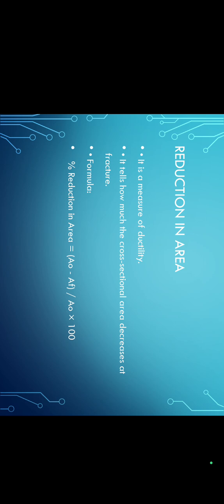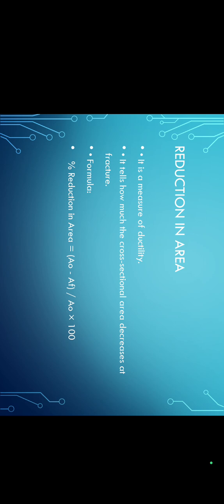Now we can calculate the percentage in reduction in area. Percentage of reduction in area is calculated by using the formula A0 minus AF divided by A0 into 100, where A0 equal to original cross-sectional area, AF equal to final minimum area. By using this formula, we can calculate the percentage of reduction in area. For example, we take original diameter of the specimen equal to 10 mm and the final diameter at the necking position equal to 6 mm.